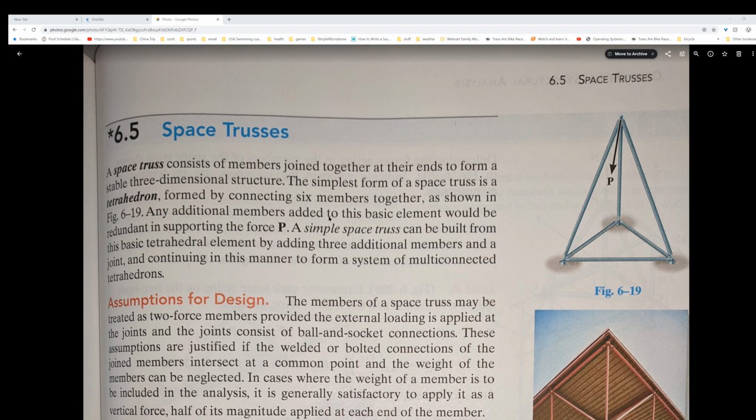Okay. I'm going to talk about space trusses relatively briefly. The basic idea is really considering truss structures in three dimensions. What you have is a structure where the connections, or the supports that are provided, are through ball and sockets.